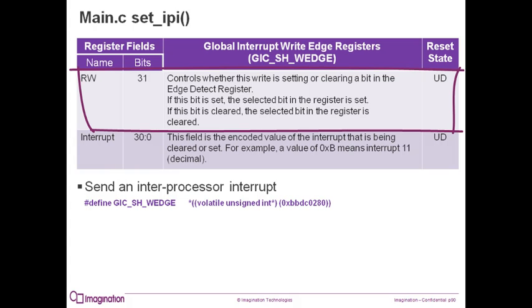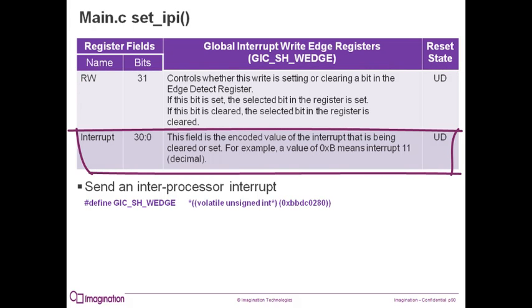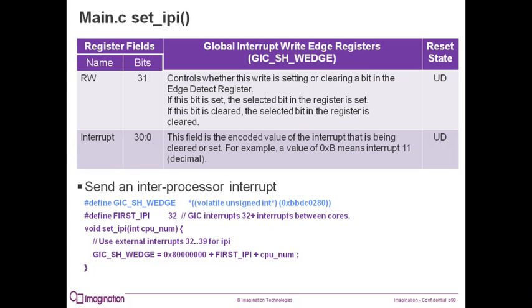Bit 31 is set to indicate that the code is sending the interrupt signal. Bits 0 through 30 determine which interrupt signal will be sent to. The code calculates the proper interrupt by using the #define FIRST_IPI as a base interrupt number and adding the CPU number. Once the value is written, the corresponding CPU will receive the interrupt, which will wake it up to continue executing code where it left off.